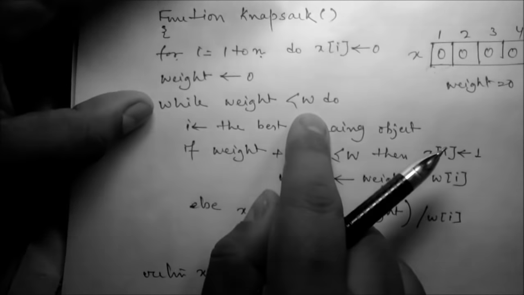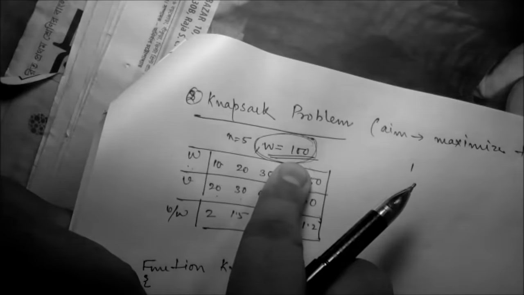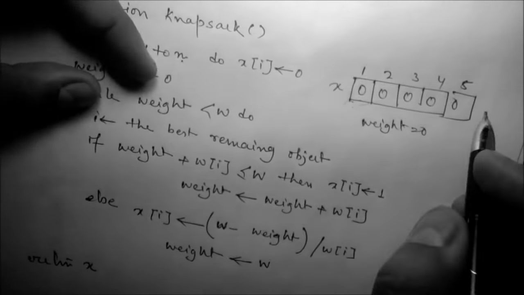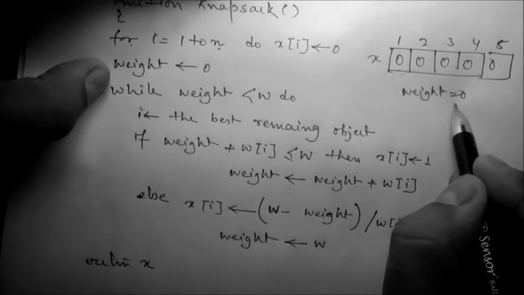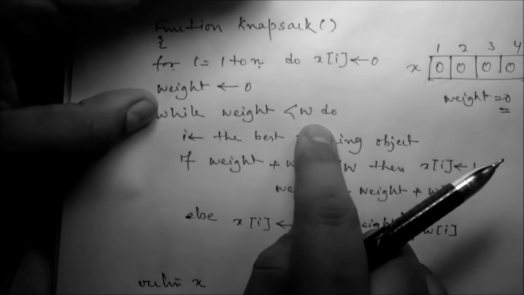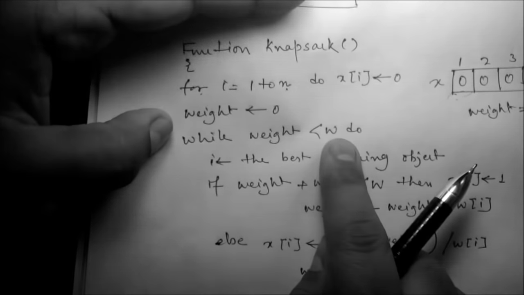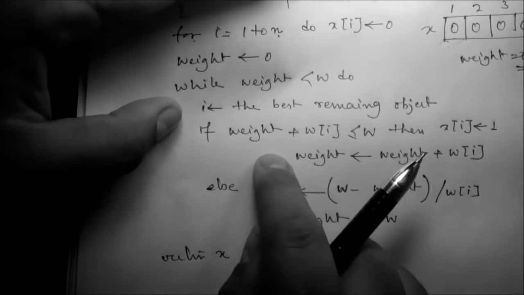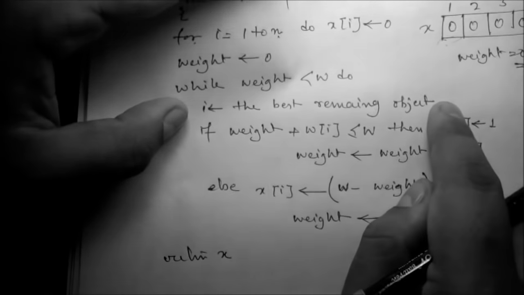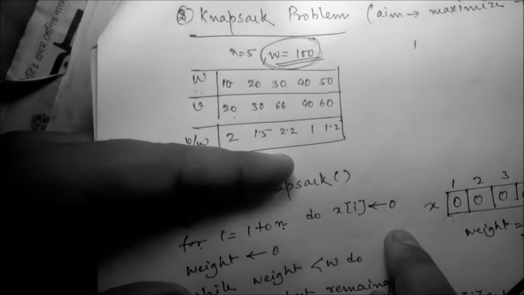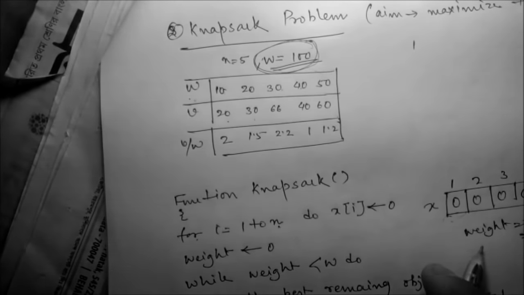Now while weight is less than W, which is nothing but 100. Initially weight is 0 and W is 100, so obviously the condition is true. Then we can select i, the best remaining object. Now the question is, which one is the best object for you?